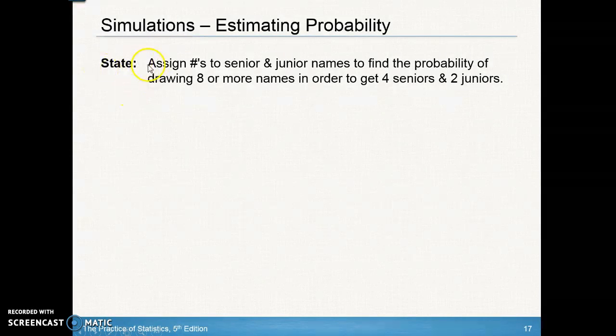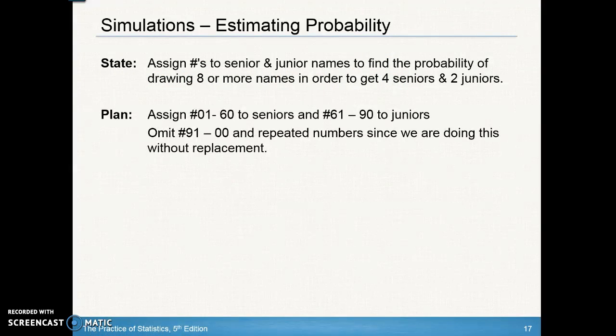Once again, remember the state step is basically just putting the question into sentence form. So we're assigning numbers to senior and junior names to find the probability of drawing 8 or more names in order to get 4 seniors and 2 juniors, restating the question. Here's the tricky part. Think about throwing the names in a hat and assigning numbers to the people you have. In this case, we're going to assign 01 to 60 to seniors because there are 60 seniors, and 61 to 90 to juniors because there are 30 juniors. So I'm just taking my seniors and my juniors and assigning numbers to them.